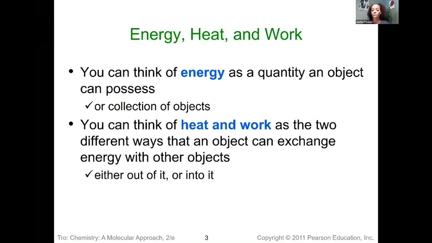The two main ways that we can exchange this energy is through producing or requiring some type of heat, or doing or producing some type of work. These are the two main ways that an object can exchange energy with other objects around it. And remember, the flow is either going to be going into an object or out of an object as we're studying this.